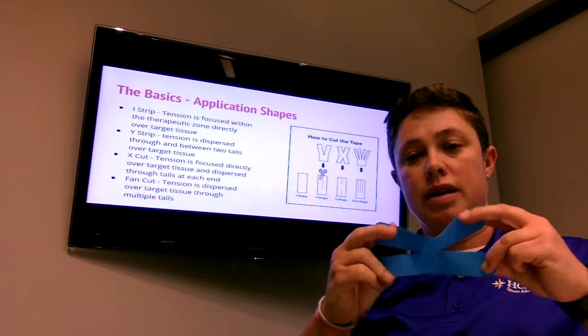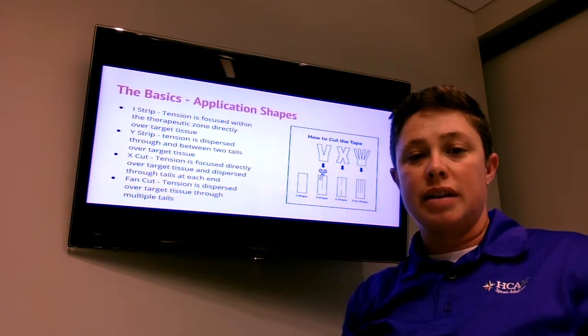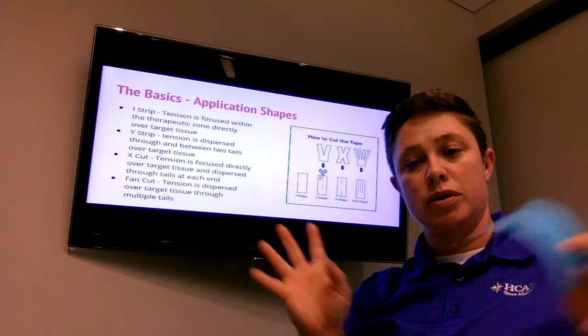and you create tails on either end. Again, I round these corners as well. The tension on the X cut is focused directly over the target tissue and dispersed through the tails.